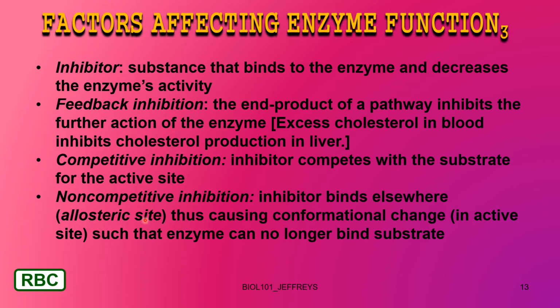And when the allosteric site is filled, when that inhibitor binds to the allosteric site, it causes the shape of the enzyme, and specifically the shape of the active site, to shift, to change, to twist just a little bit, such that now the protein can no longer fit into the active site, because the shape of the active site is different than the shape of the substrate. So some inhibitor, some sort of molecule, binds somewhere else on the enzyme, causing a conformational change, that's a shape change, in the active site of the enzyme, such that the enzyme can no longer bind the substrate.